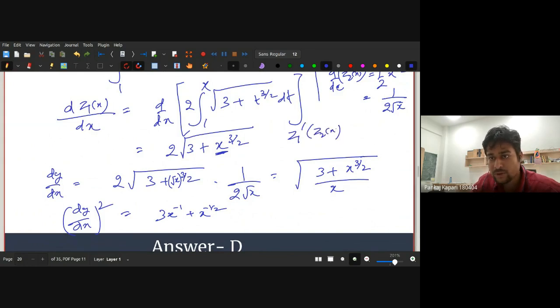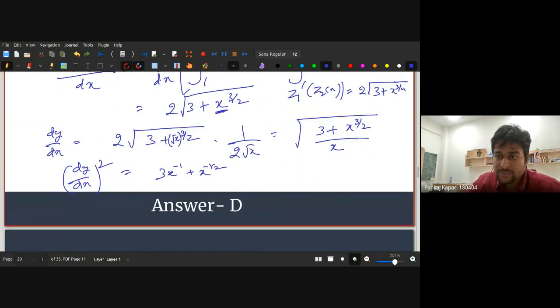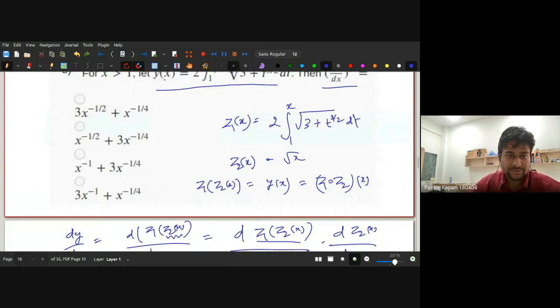You have to find z1 prime of z2(x). This you will get only when you put root x: 2 times (3 plus x)^(3/4), right? You multiply by half. So here you have 3 by 4, and therefore if you subtract 1 from 3 by 4, then you will get minus 1 by 4. So that's why the fourth answer is correct here.